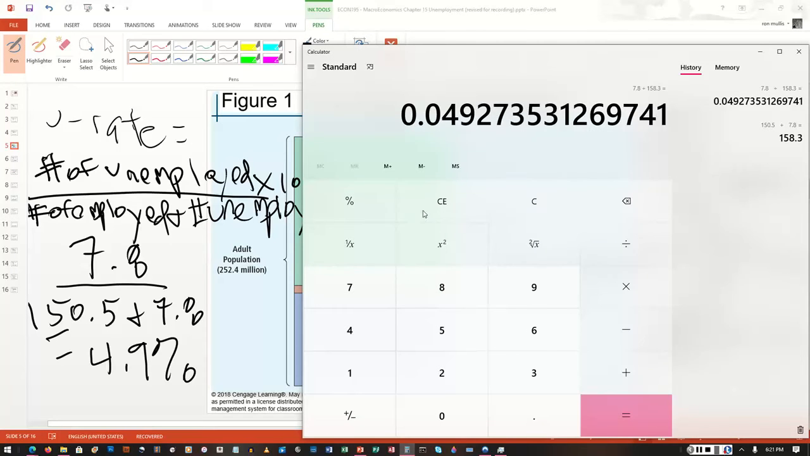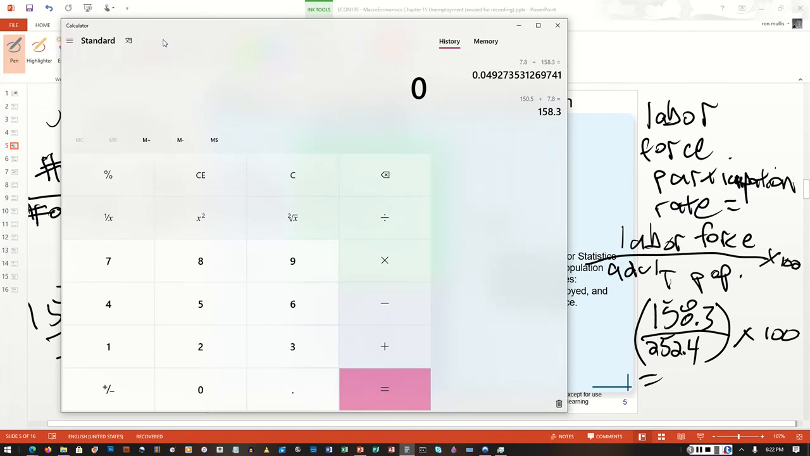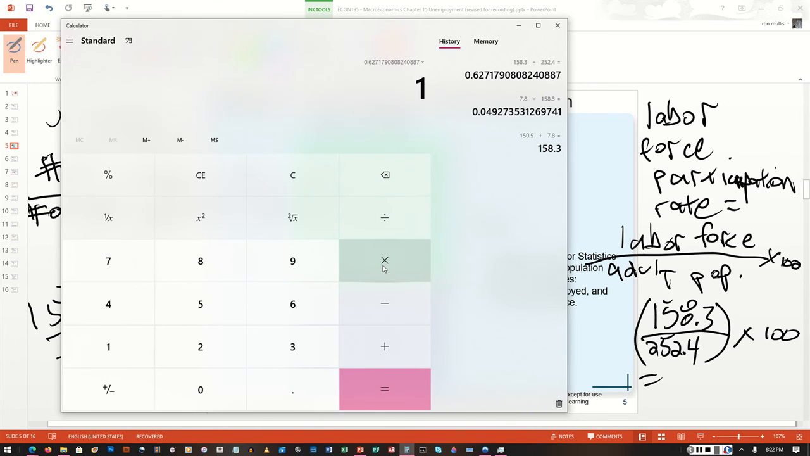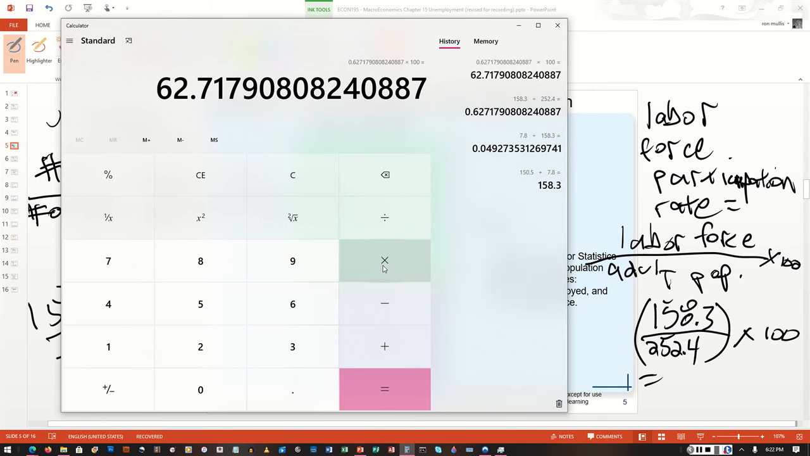So let's go in here and clear that out. And again, we're going to do 158.3 divided by 252.4 equals, and then we'll multiply that times 100. So the labor force participation rate would be 62.7%.